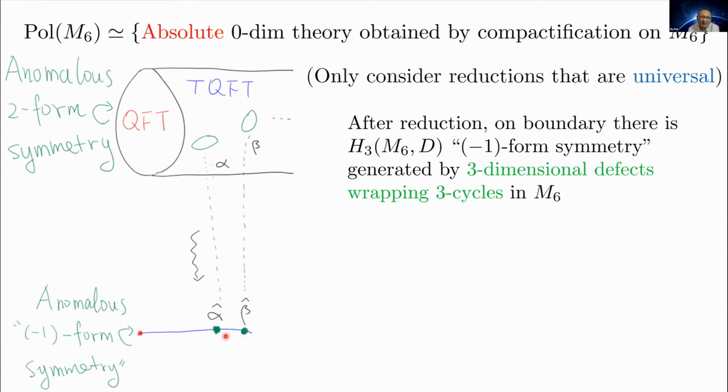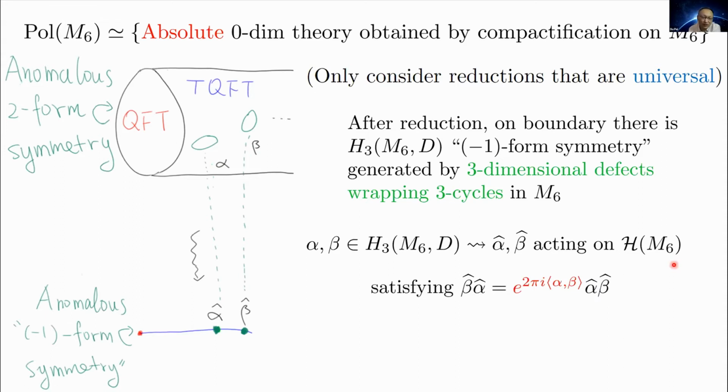Operators in the TQFT come from wrapping the 3-dimensional defects in the 7D theory on 3-cycles. So here, alpha and beta start their life as 3-cycles, and after compactification, they become operators acting on the Hilbert space associated with the 6-manifold. And in general, they won't commute. The phase that describes their failure to commute is proportional to the pairing between alpha and beta.